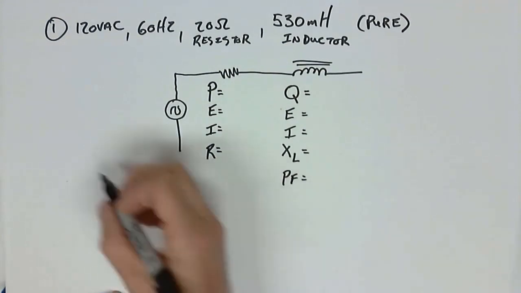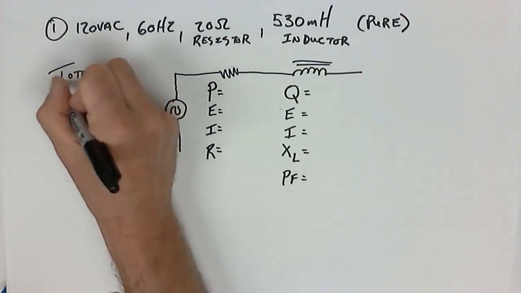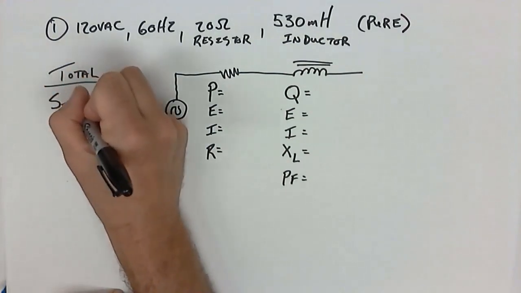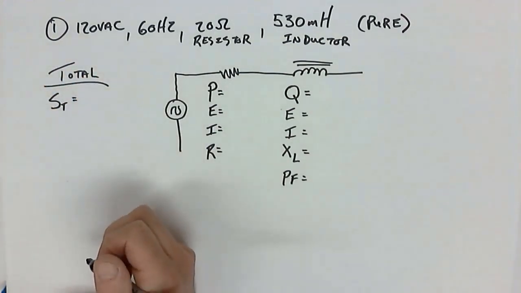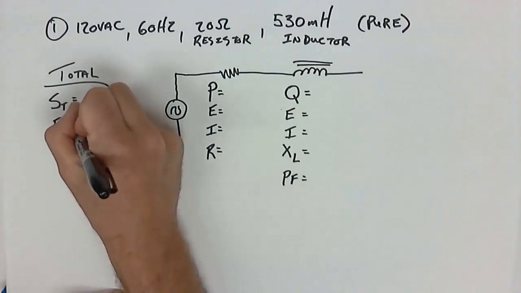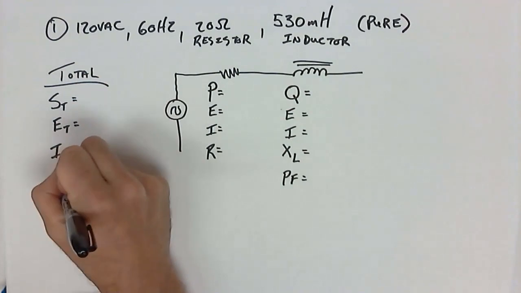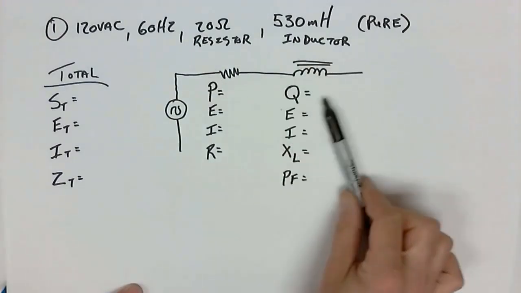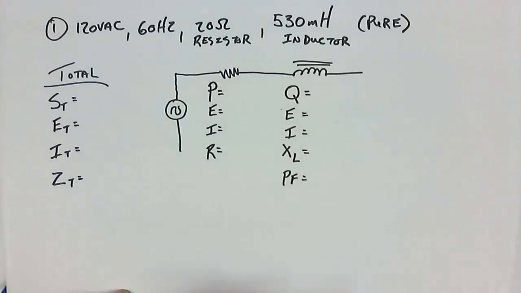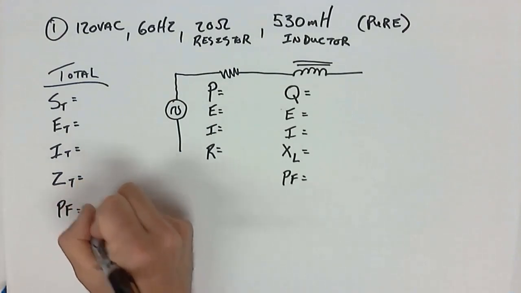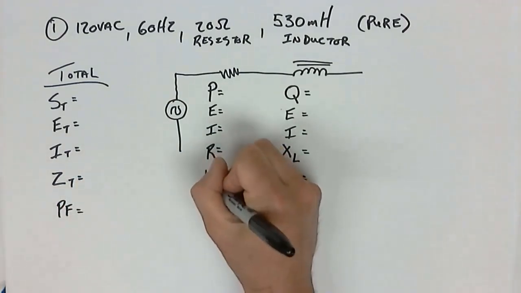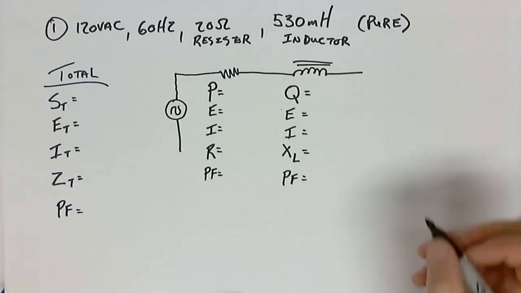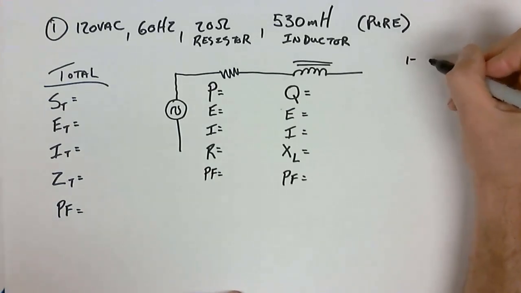of the resistor. Over here, I'm going to do totals. This is for the total circuit. Totals are going to include S total. What about E total, I total, Z total? Why is it Z? It's Z because I'm going to have a combination of both resistance and inductive reactance. And then finally, power factor total of the whole circuit. May as well add power factor here too. Bit of a foregone conclusion. Next step, step 2. So why don't we even list them? Look, I'll even list them.